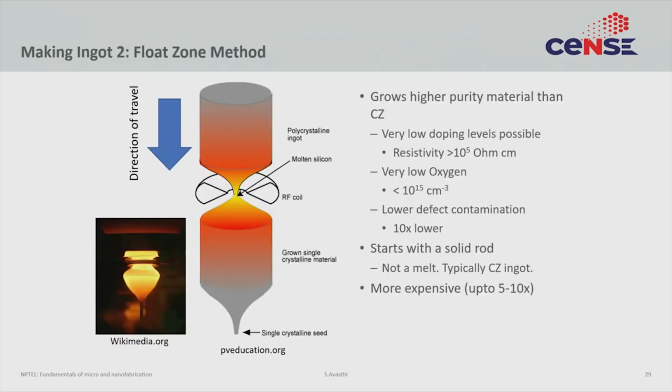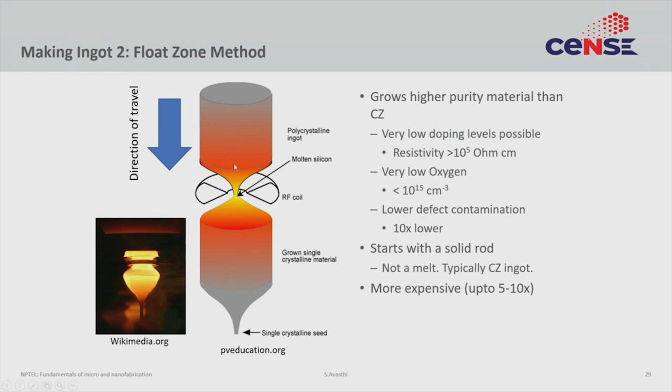The other way of making ingots is something called the float zone method. The idea of the float zone method fundamentally is the same, it's just that the hardware is a little different. So, the way it happens is the melt never touches another solid, so it is not inside a crucible. You start with a polycrystalline ingot. This could be a piece of polysilicon, for example, or it could also be a piece of CZ silicon that you have already made. Okay.